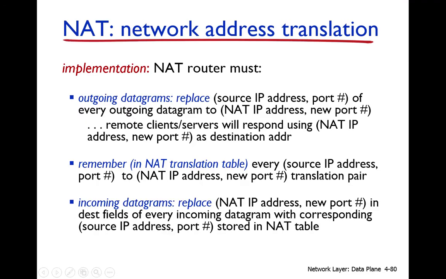So the NAT remembers in the NAT translation table the source IP address and port number that were replaced by the NAT IP address and new port number. So when an incoming datagram comes, the destination IP address and destination port number, which are the NAT IP address and new port number, are replaced by the corresponding source IP address and port number stored in the table.